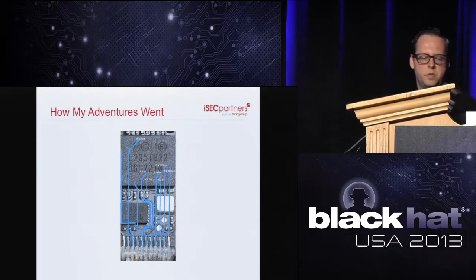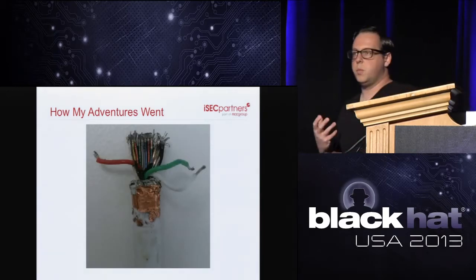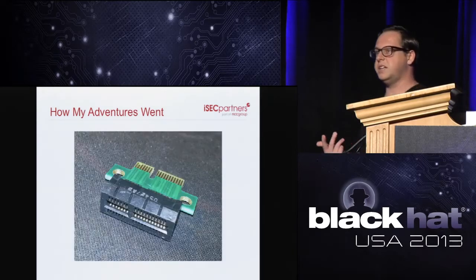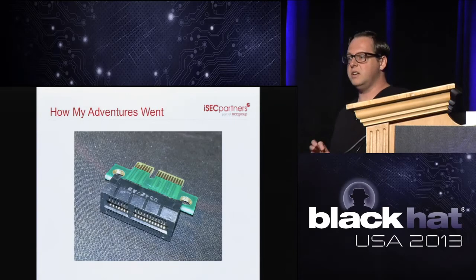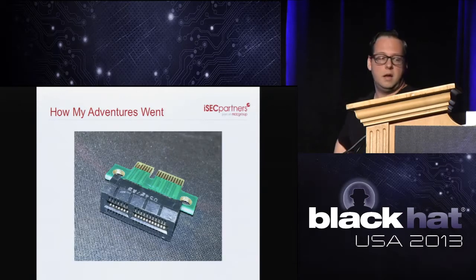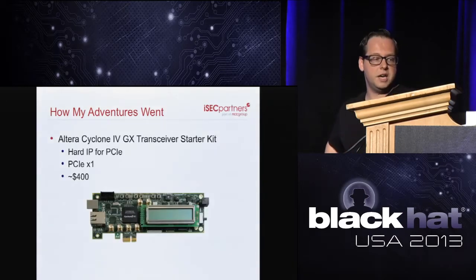And so what we can do is we can take this and desolder it. We know where all the pins are going. Maybe we can buy a little PCI Express DIP connector and solder everything in correctly, and maybe we'll get an FPGA and we can do a DMA attack through an FPGA. So I chose the Altera Cyclone IV GX transceiver starter kit.